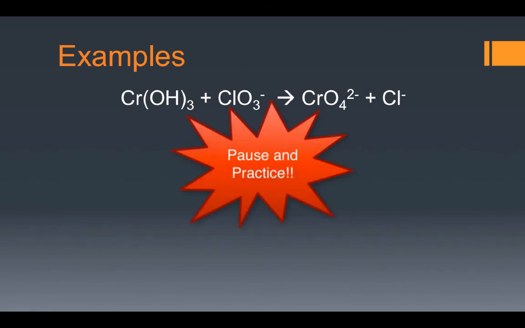Again, I do recommend that you pause the video now that you've seen one of these done. Give this a try. Again, balance it under acidic conditions, correct by adding in OHs to both sides, and then continue the process by balancing for electrons, recombining, and writing the final reaction. Again, I'll put the answer up on the screen in a couple minutes.